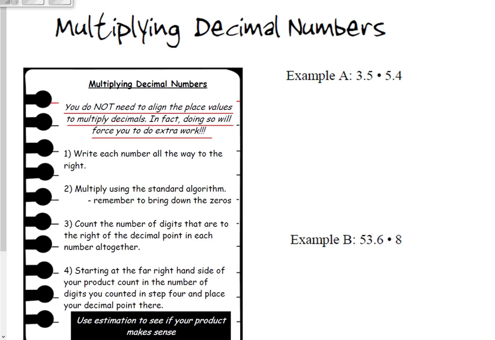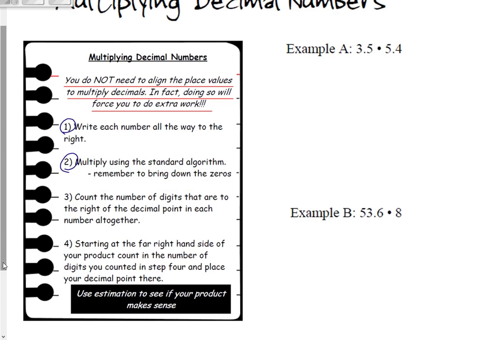Okay, so let's look at the steps. Step number 1, write each number all the way to the right. So you just line up the digits, don't worry about the decimal points. Multiply as if you would if it was a regular whole number. And then you count the number of digits that are to the right of the decimal point in each number altogether. Okay? And then you're going to count back. So starting at the far right side of your product, count the number of digits. You count it in step 4 and place your decimal point there. All that's a little bit confusing, so we're going to see it when we do the problem.